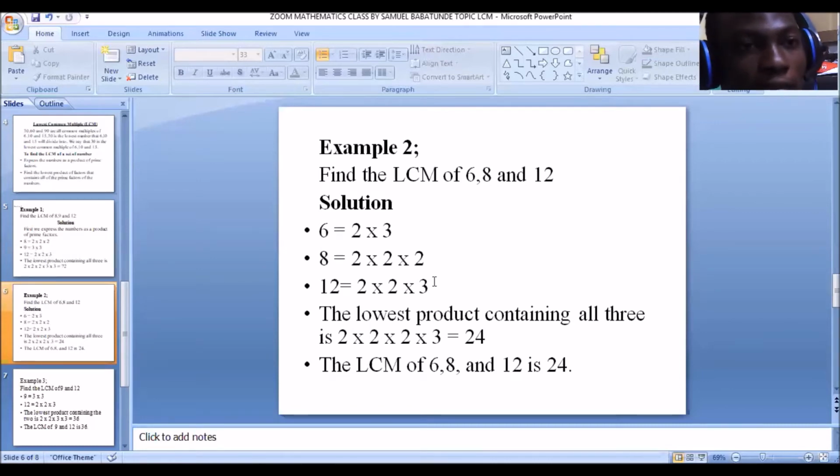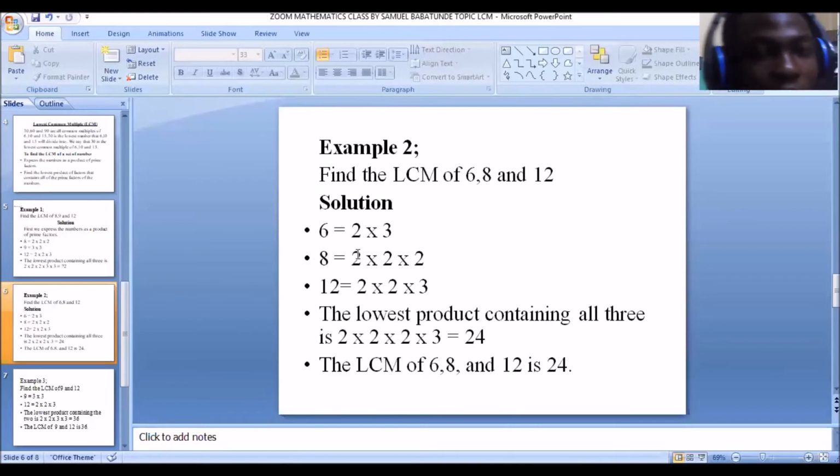So you now put the 2 there, because 6 is divisible by 2. That means 2 can go into 6. Now 6 divided by 2 will give you 3. Now 2 cannot go into that 3. So you have to pick the next prime number, which is 3. 3 into 3 will give you 1. So you put down the 3. Now 2 times 3 will give us 6.